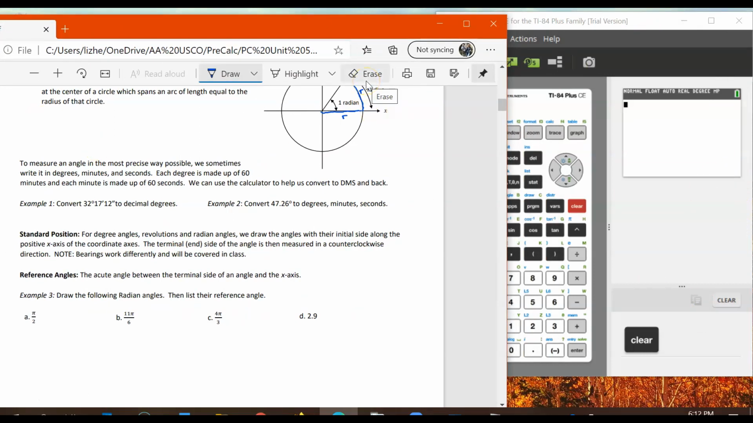Okay, so let's do this first one, example 1. We want to go from degrees, minutes, and seconds to decimal degrees. So right here, we have no decimals. We have 32 degrees, 17 minutes, 12 seconds. So what we want to do is take all that and change it just into decimals. I'm just going to write it down at the bottom here where I have more space.